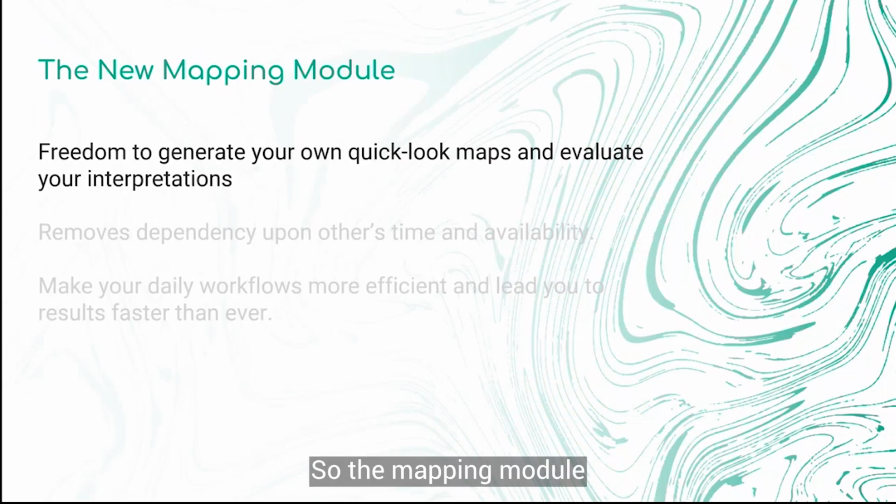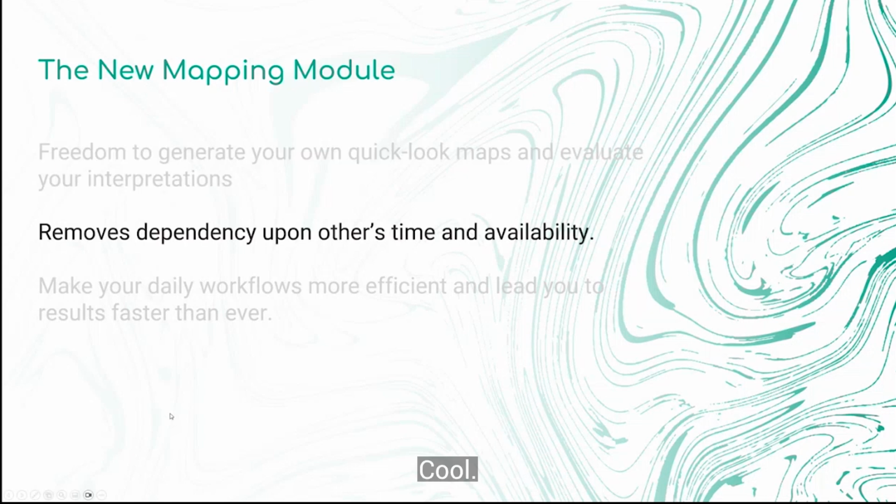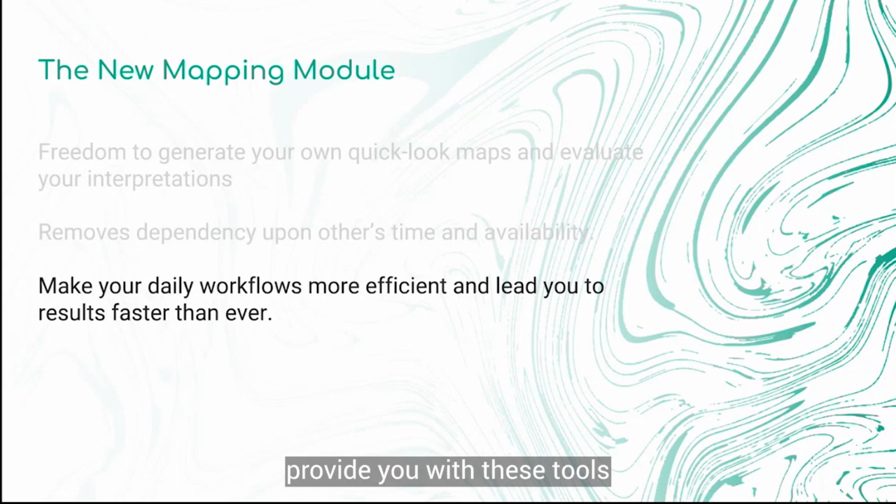So the mapping module that we have for IP as of 2025 is built to give you the freedom to generate your own maps without having to depend on anybody else. And you don't have to wait for someone to be free with their Petrel license or anything else to help build you those grids and understand those spatial relationships. The idea being we will provide you with these tools that can get your daily workflows just that bit more efficient, that bit more visual when it comes to working with your data across a region.